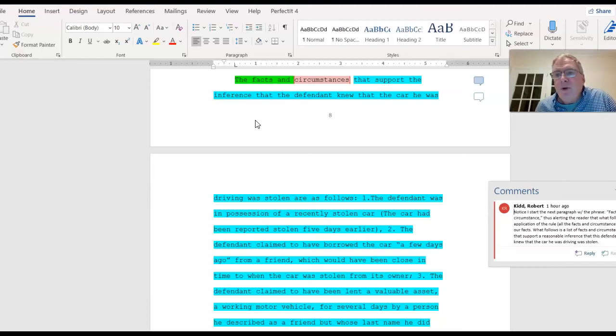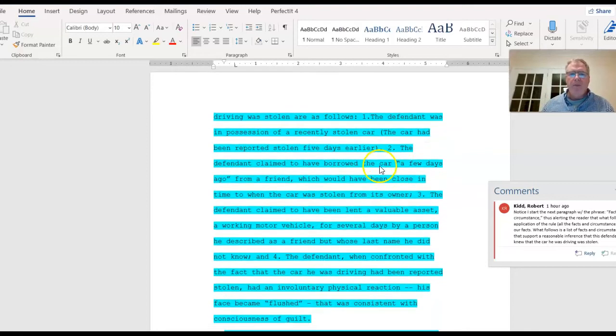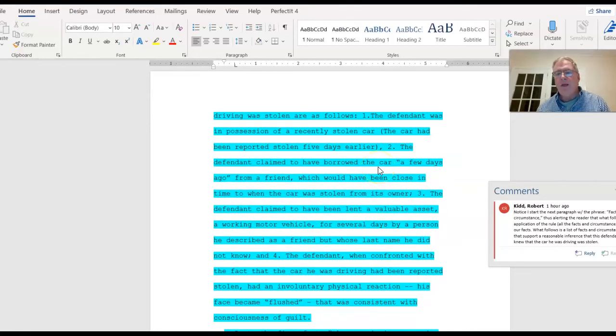That is a tip for you folks when you're writing for me in these exercises. I find it helpful to grab a phrase from the rule and stick it into my analysis. That way, there's no question that you're mixing. That's what analysis is. You are mixing the law with the facts. So here is what I did. The facts and circumstances that support the inference that the defendant knew the car was stolen are as follows, and I just list them out: 1, 2, 3, 4. All the things that you might commonly use your common sense to think that he knew that it was stolen.